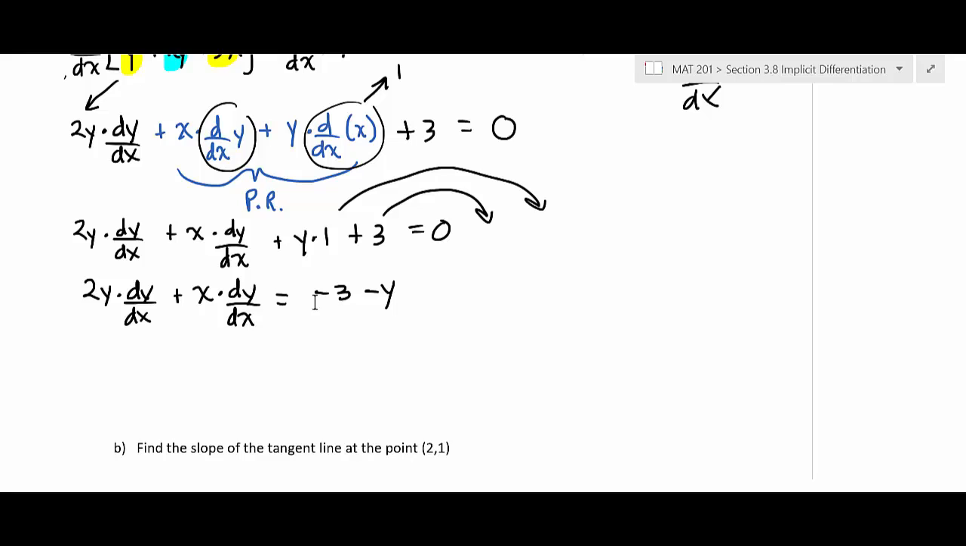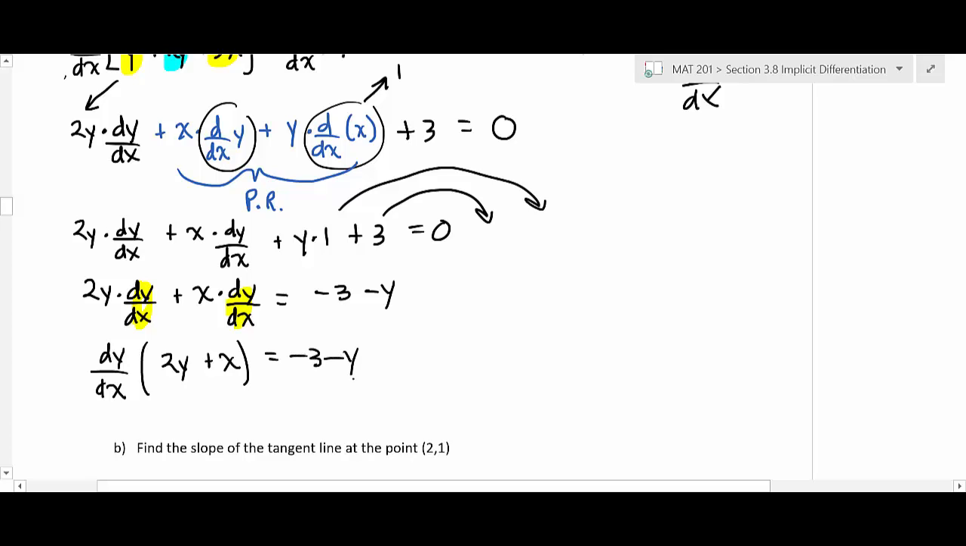You factor, right? You have to factor. Okay, that's a key. So you got to factor that out when you do that. So you're going to have dy over dx, and then that's going to leave you with 2y plus x is equal to negative 3 minus y like that. Okay, now what?